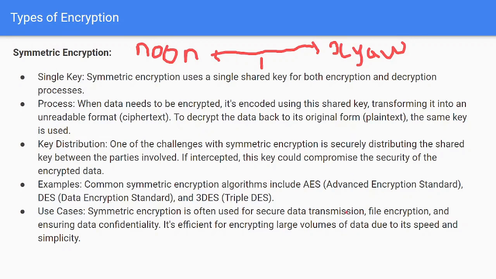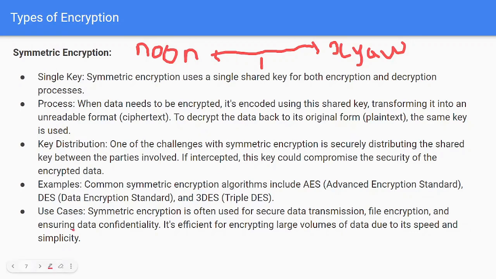So we have common examples of symmetric encryption. We have the AES, which is Advanced Encryption Standard. We have the DES, which is Data Encryption Standard, and we have 3DES, which is the Triple Data Encryption Standard. So these are some of the examples of symmetric encryption algorithms.